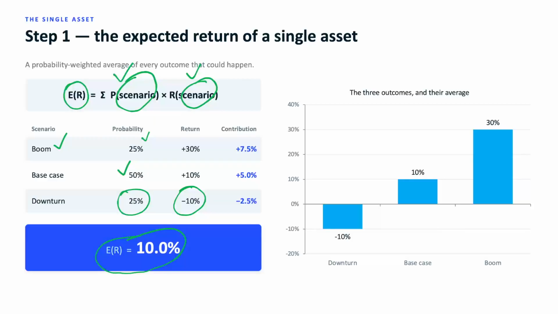When you start looking at the chart, you're seeing a downturn wherein you see minus 10%, and then you look at the base case wherein you have 10% positive, and then you have a boom scenario wherein you have a 30% positive.